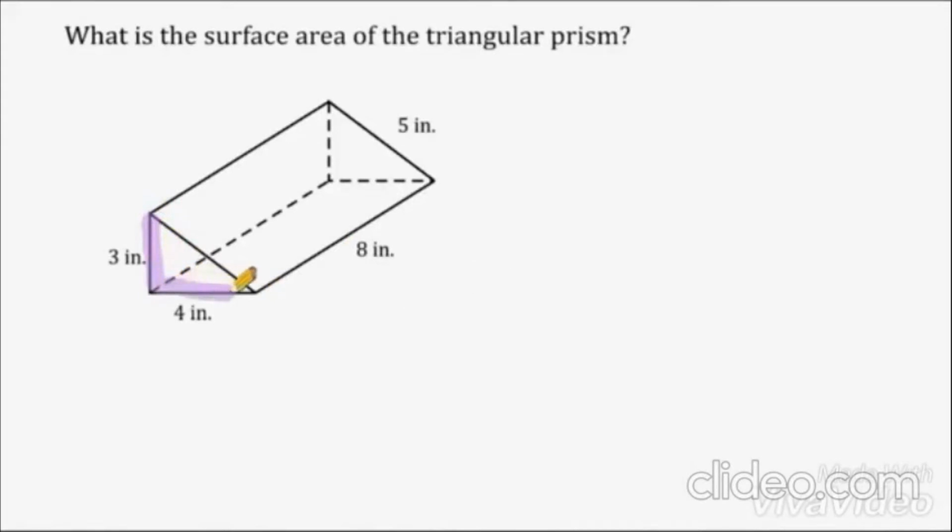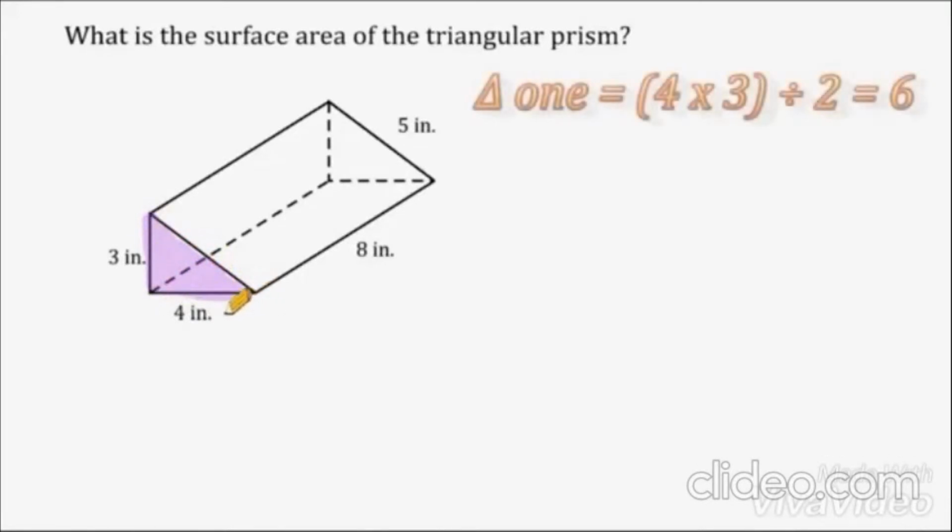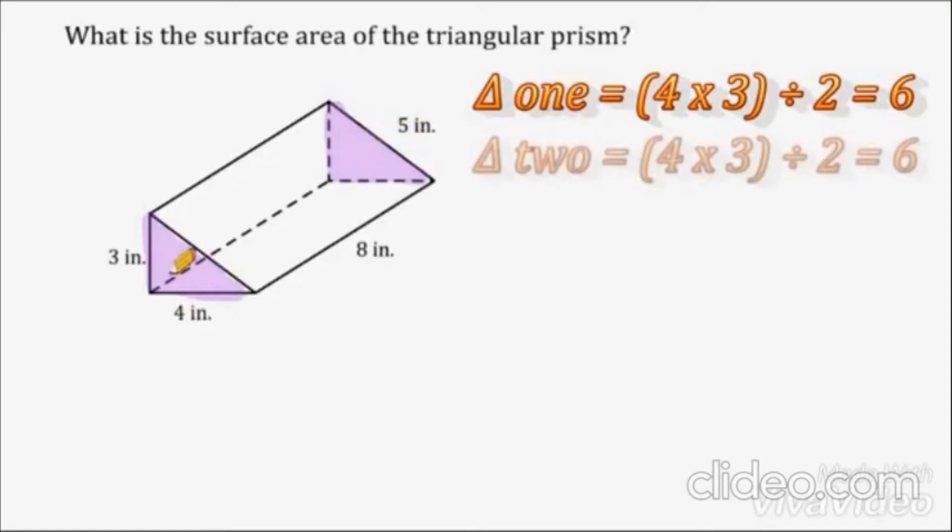So we can see that we have a right triangle here, and the base of this right triangle is 4 and its height is 3. To find the area of any triangle, you multiply its base by its height and then divide that product by 2. So 4 times 3 is 12 and half of 12 is 6. And because the other triangular surface is congruent to the first one, they are going to be equal in area. So if this one has an area of 6, the other one has an area of 6 as well.